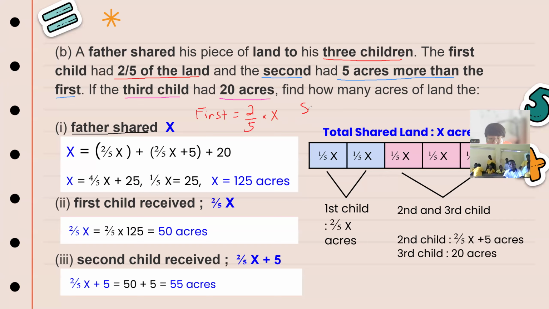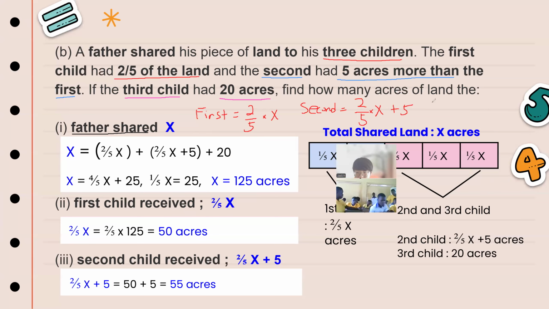The second child had 5 more acres than the first. So remember, it is 2 over 5 times x plus 5. And the third child had 20 acres. Third child has 20, just the number 20.